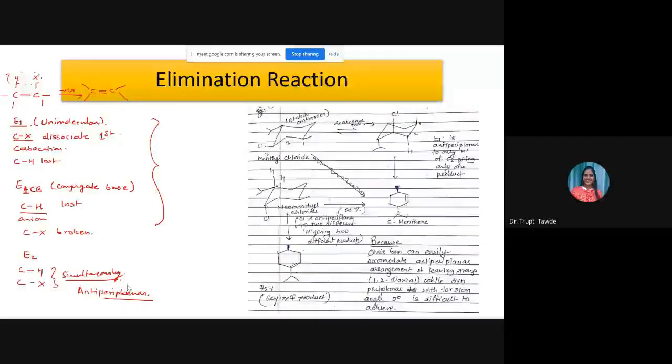When does syn elimination happen? Syn elimination is possible when anti elimination is difficult. So in cases where anti elimination is not possible at all, syn elimination can happen. Okay, so now we are going to take an example for this elimination reaction and then find the product formations.